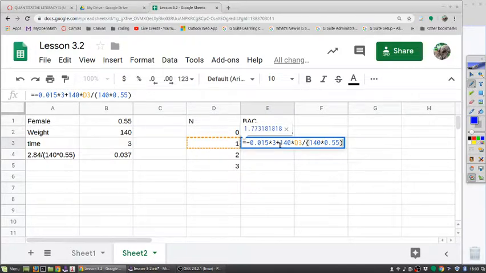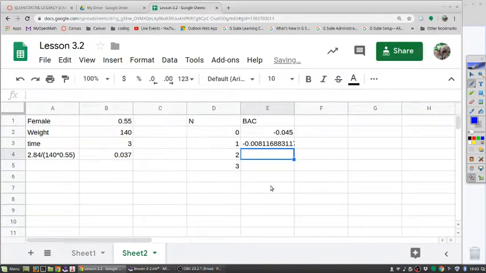Oh, I put the weight up there. That doesn't go there. That's supposed to be the 2.84, right? Okay, that's better. All right, so there's the negative number I was thinking we were going to have.